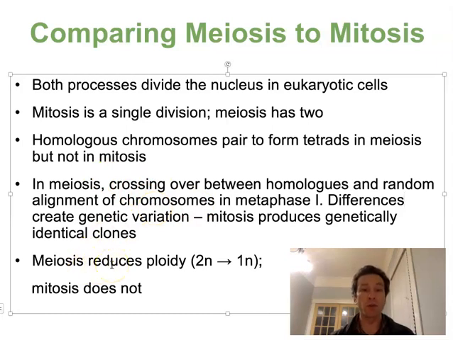Also, because we have 2 rounds of division in meiosis, it reduces diploidy. Organisms go from being diploid, or 2N, to producing cells that are haploid, or 1N. In mitosis, this does not occur. In animal life cycles that you are familiar with, it is diploid cells going through mitosis, and those diploid cells produce more diploid cells.